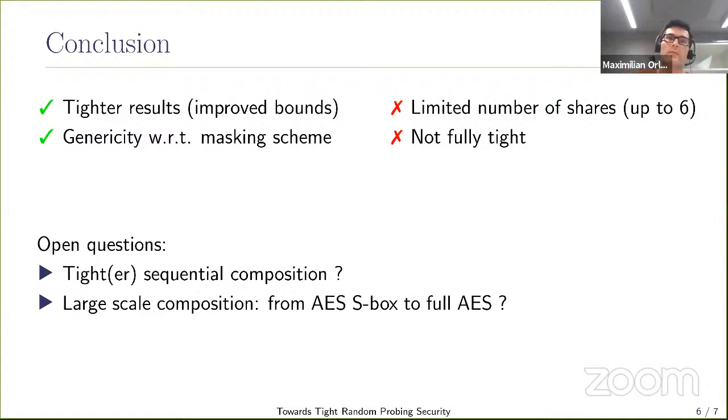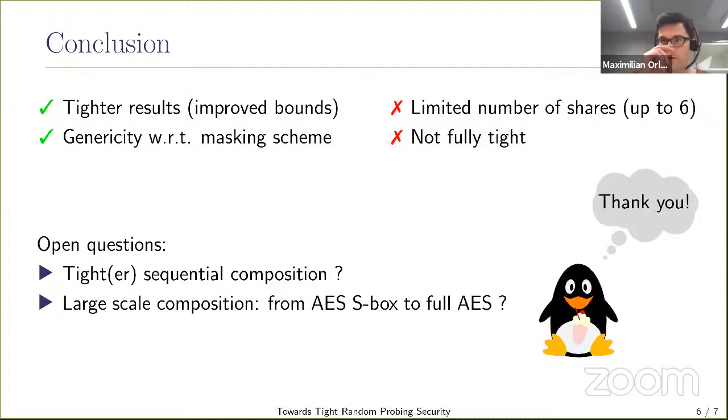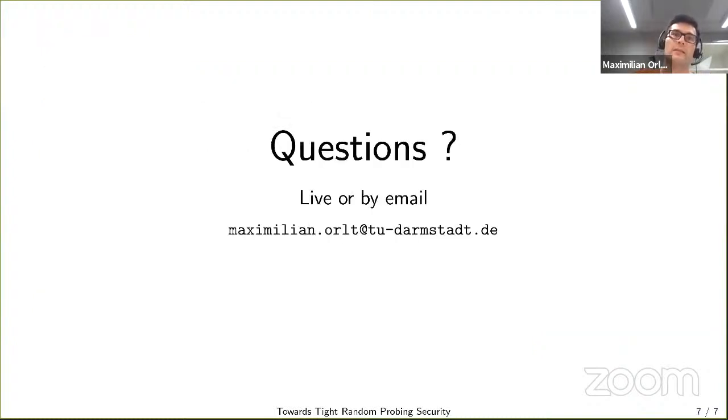So the question is, can we improve our results to make the proofs tighter? A further open question is, can we scale up the composition? For example, in our paper, we analyzed the ISW box, but can we still improve our techniques such that we can analyze the security of the full ISW scheme? With this, I want to finish the talk and thank you for listening to our presentation. If you have any questions, feel free to ask live here or by email. Thanks.